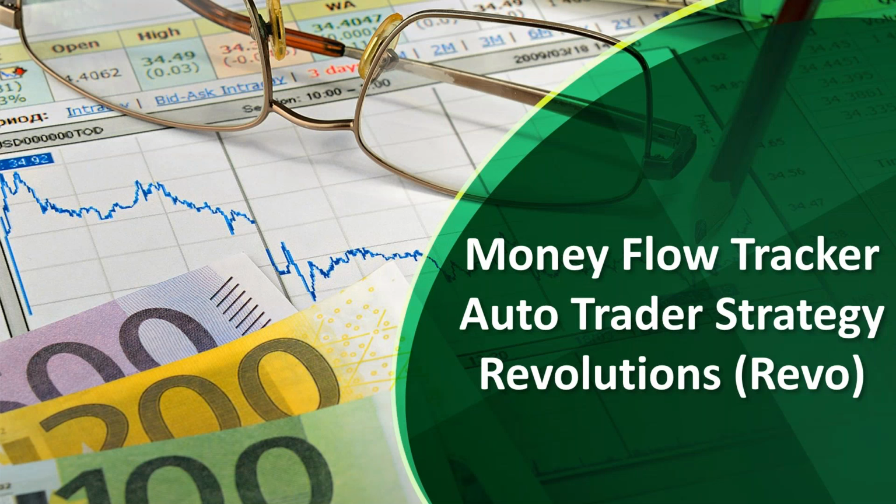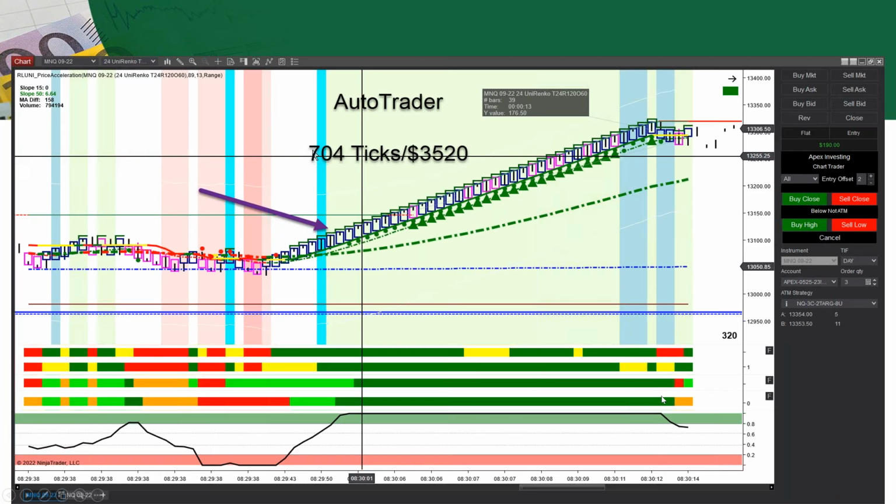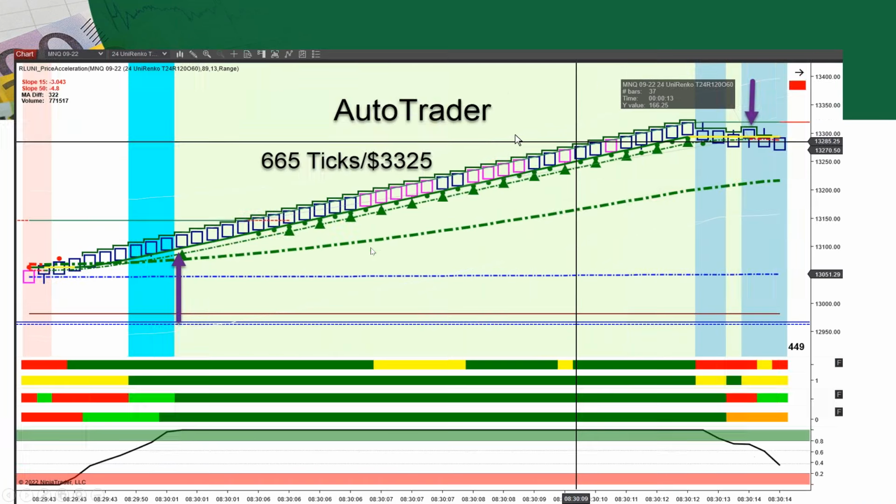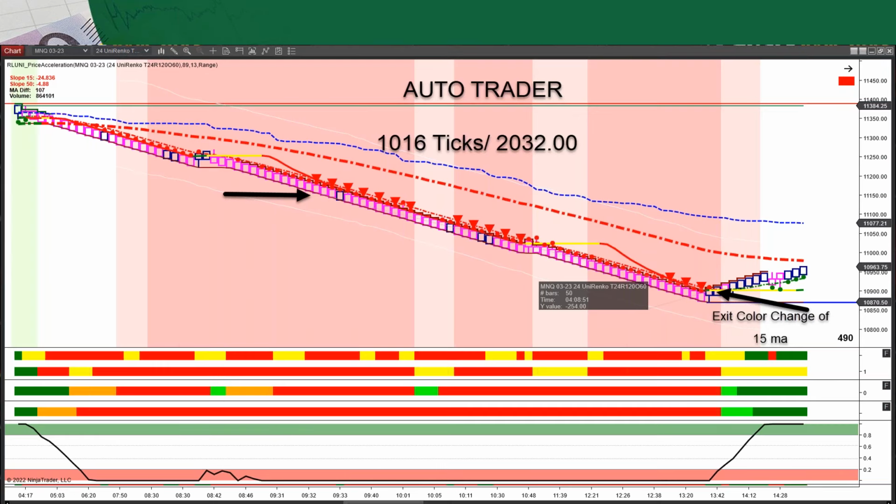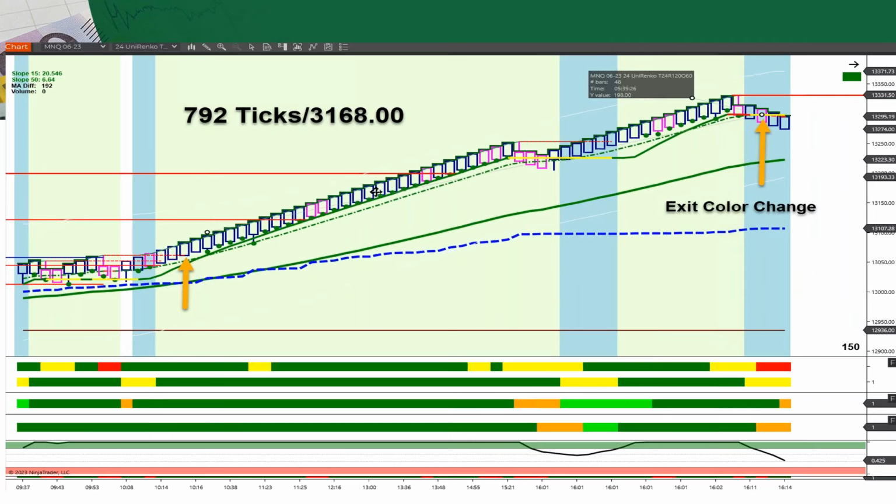All right, now let's talk about the Money Flow Tracker software and the auto trader. The auto trading strategy is called the Revolutions. We call it Revo for short. So what does it do? Well, it took this trade here for 704 ticks. It took this trade here for 665 ticks. It took this trade here for 1,016 ticks. This is the most ticks I've ever made on a trade. I took this trade here for 792 ticks.